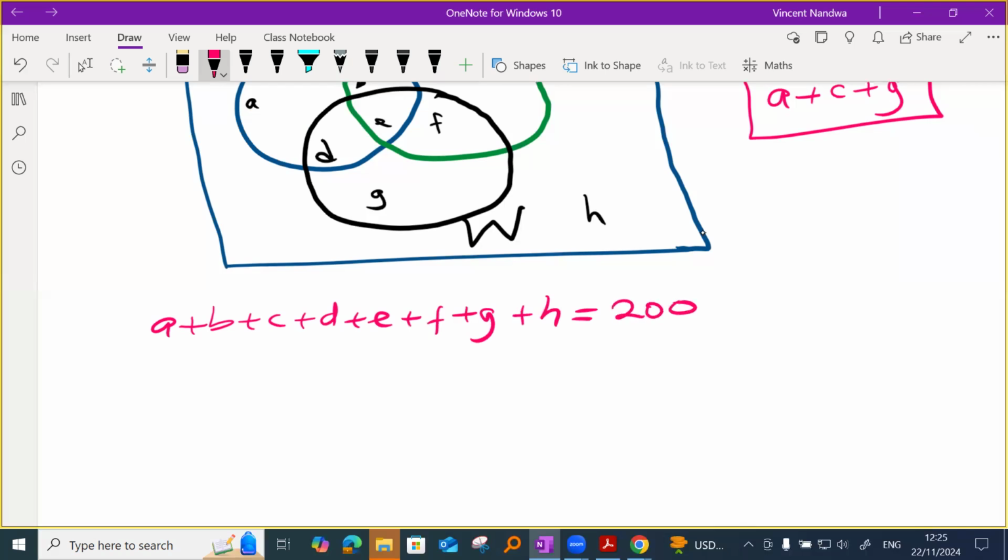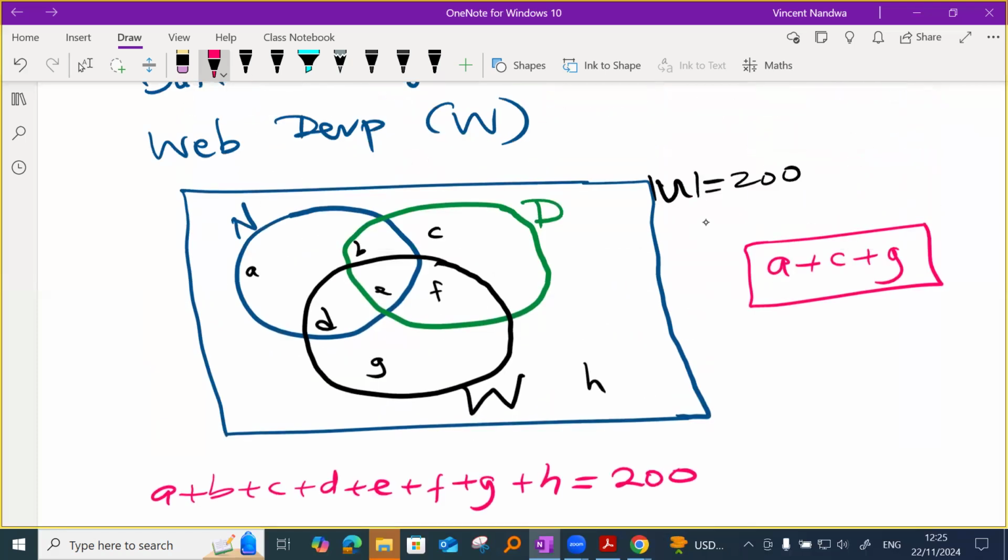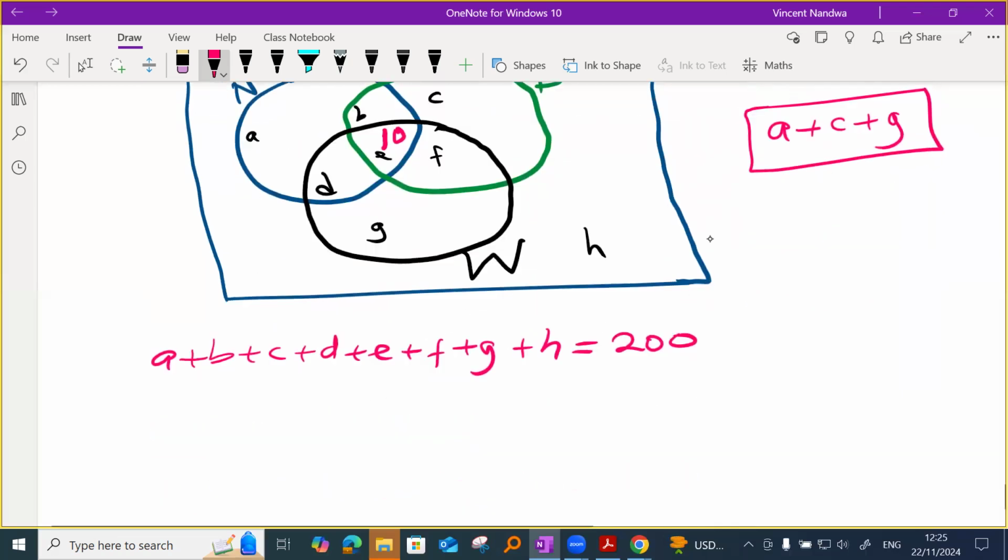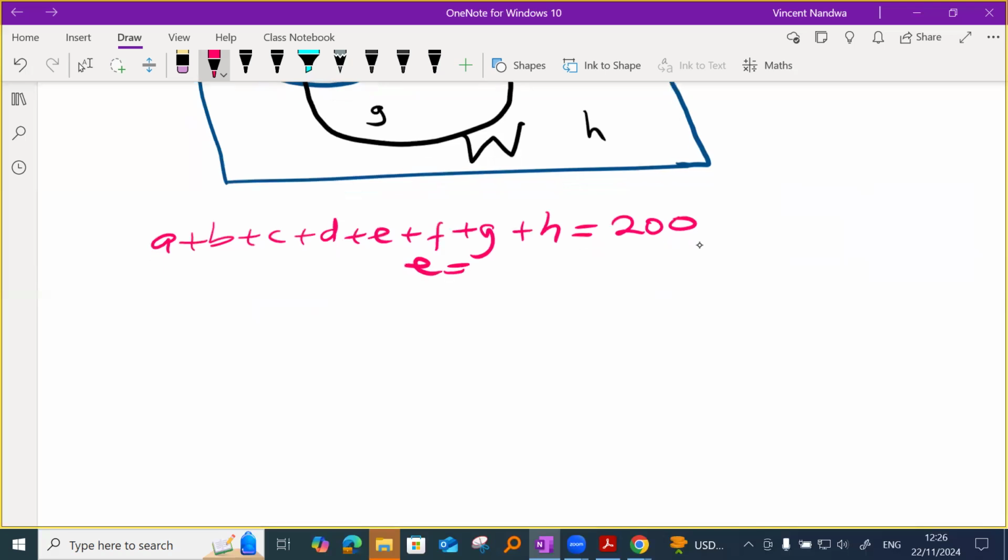And then, the 10 students enrolled in all the three courses. So where do we put this 10? At E. So E will be 10 here. This is the place which is shared by all the three. So E is equal to 10.